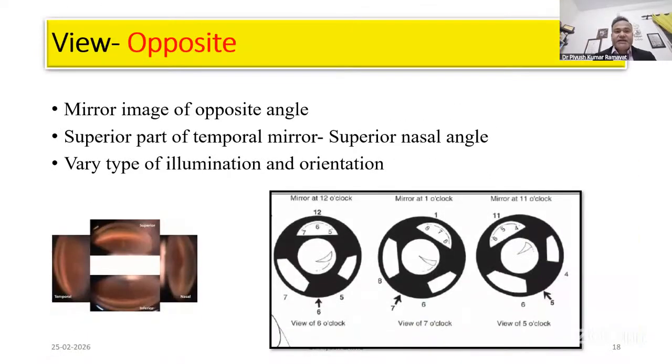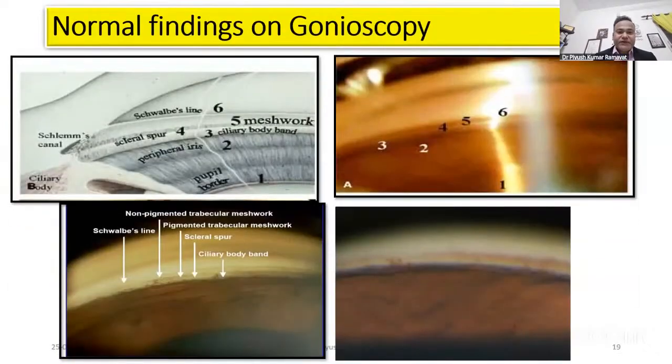Of course, with the commonly used Goldmann indirect gonioscope, we will get the opposite view of the angle, the opposite quadrant we are examining. Everyone knows this, and you can remember the mnemonic. Structures normally visible in the angle of the anterior chamber are the iris root, ciliary body band, then the scleral spur, then the pigmented trabecular meshwork, and then Schwalbe's line.